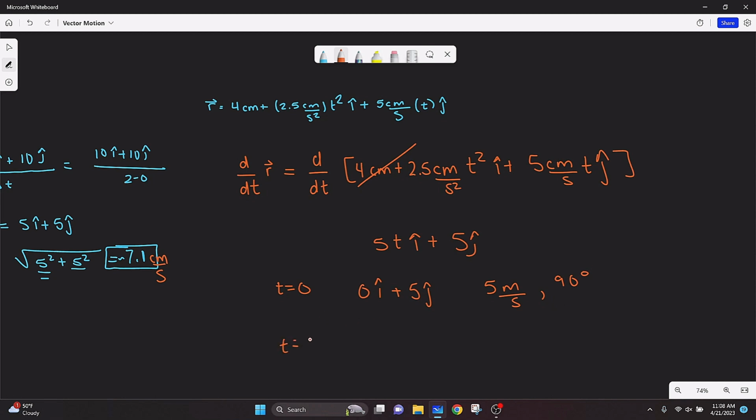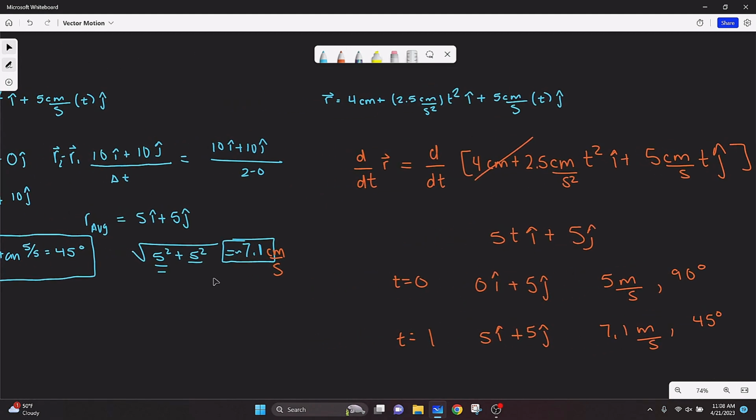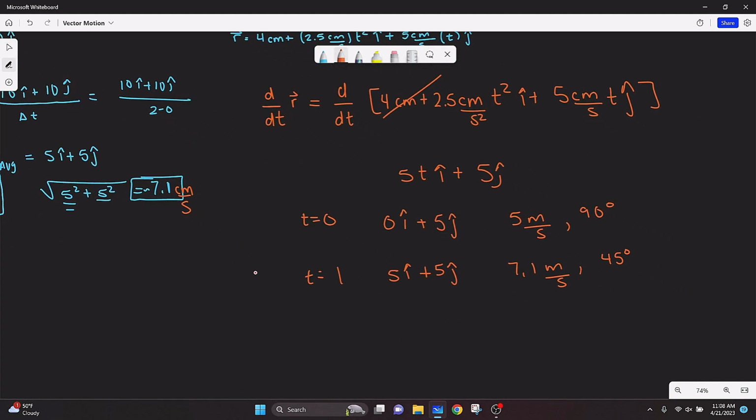At t equals 1, we get 5 I hat plus 5 j hat. And we get, square root of it, 7.1 again, meters per second. And then the direction is 45 degrees. Exactly. It's going to be the same thing as these guys at 1 second. And then at t equals 2 seconds, we get 10 I hat plus 5 j hat.